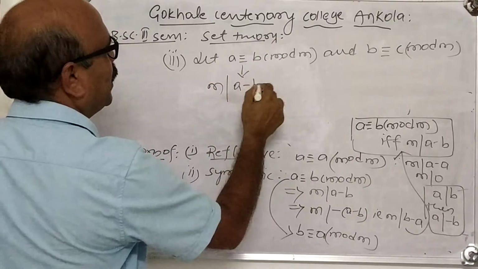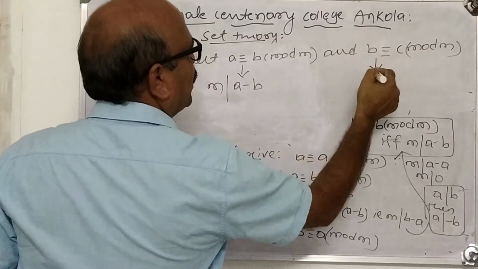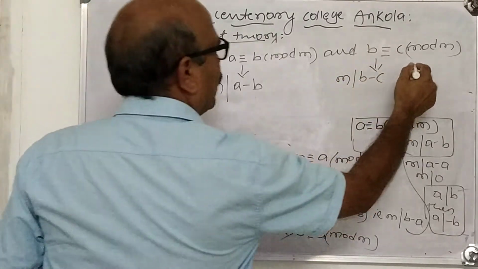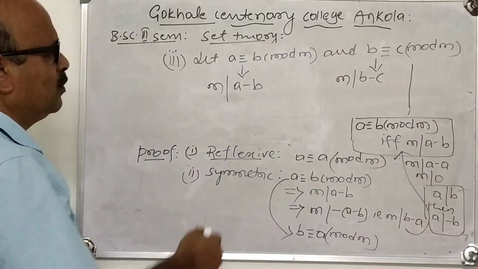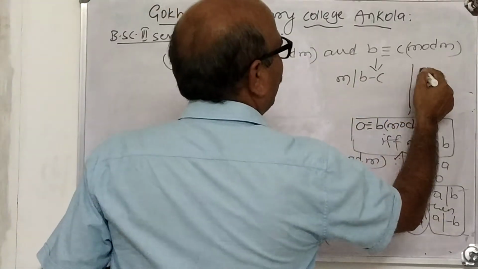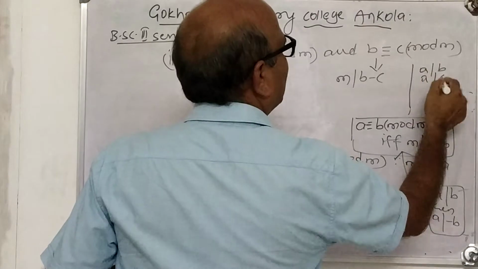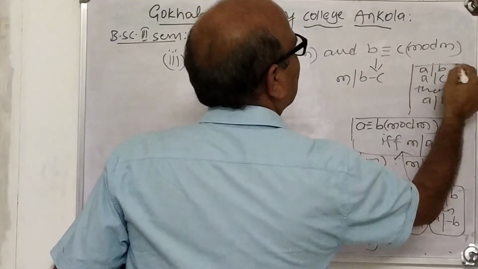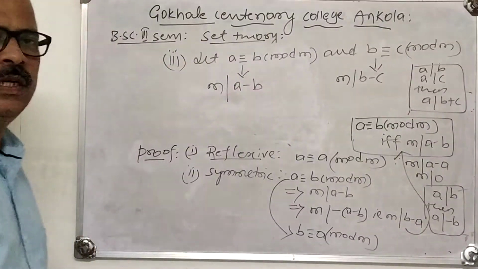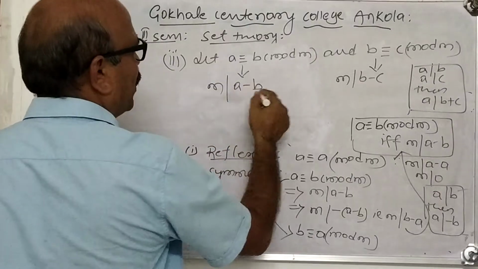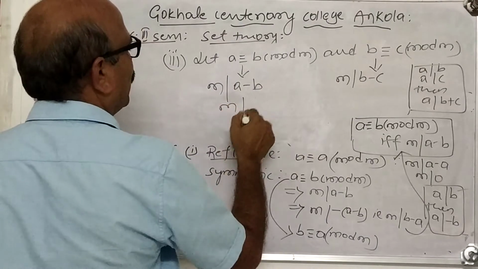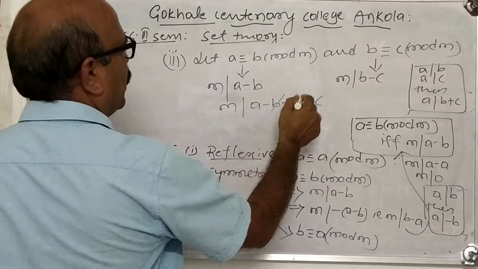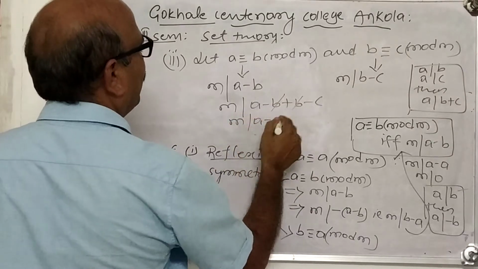Now, a is congruent to b mod m means m divides a minus b. And b is congruent to c mod m means m divides b minus c. Again, we use a property of divisibility. What is the property? If a divides b and a divides c, then a divides b plus c. This is the next property of divisibility. Now we have m divides a minus b, m divides b minus c. Therefore m divides a minus b plus b minus c. Therefore m divides a minus c.